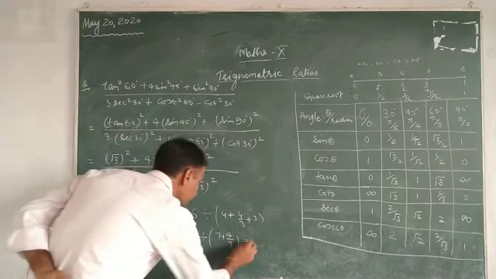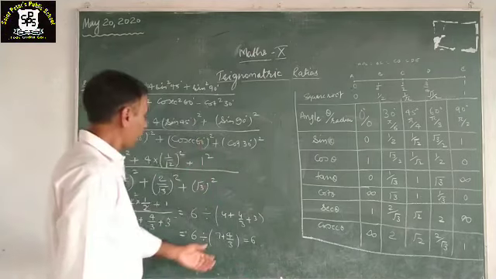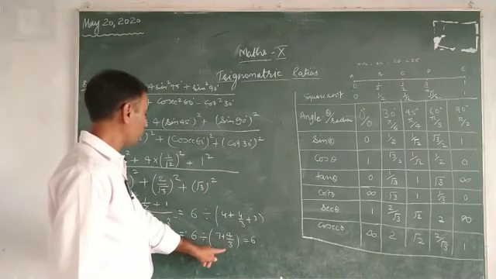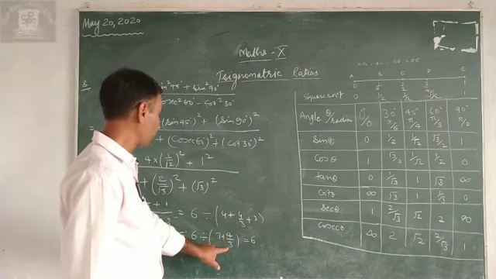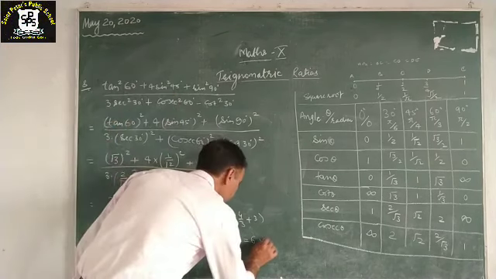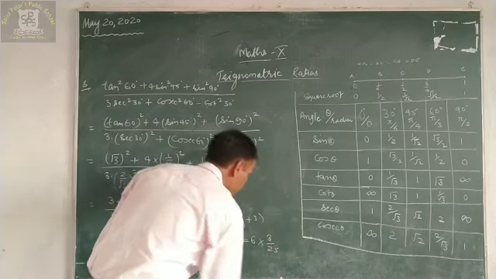It will be equals to 6. If I solve the bracket now, then it will be equals to what? 7 3s are 21, 21 plus 4, 25, 25 upon 3. So 6 multiplied by 3 upon 25.